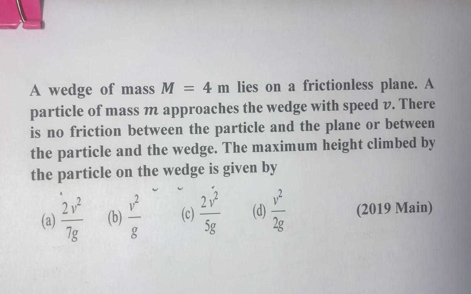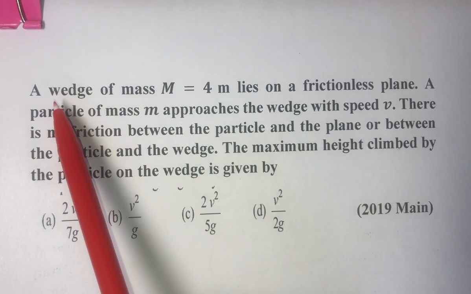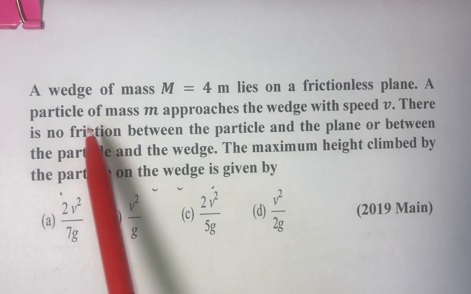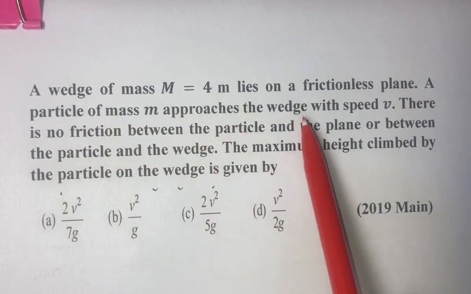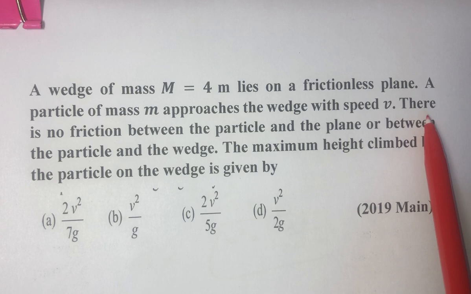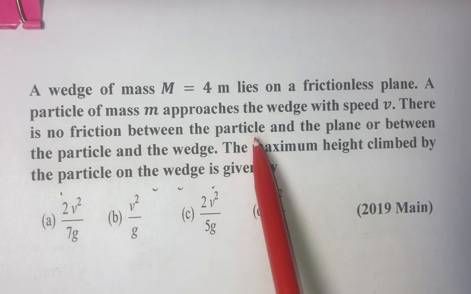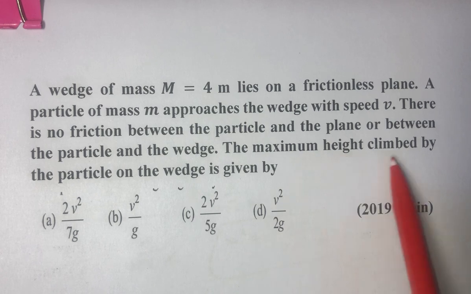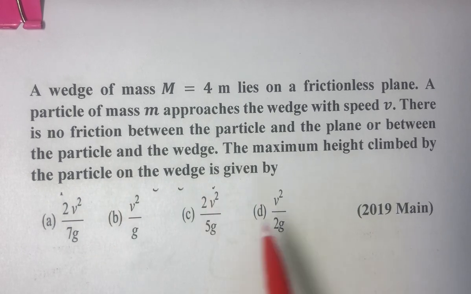Hello friends, today's question. A wedge of mass 4m lies on a frictionless plane. A particle of mass m approaches the wedge with the speed v. There is no friction between the particle and plane or between the particle and the wedge. The maximum height climbed by the particle on the wedge is given by.